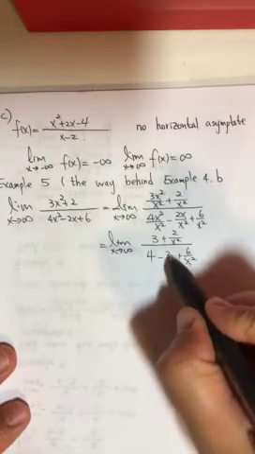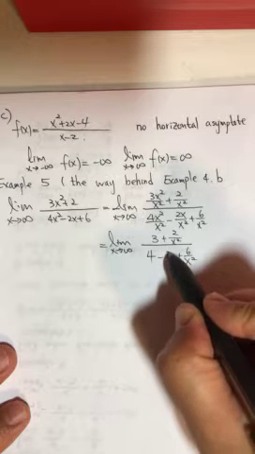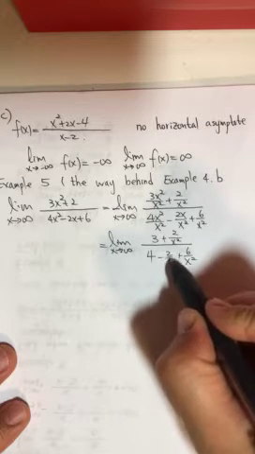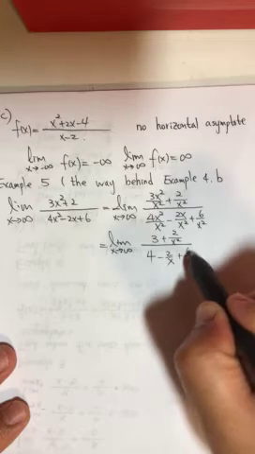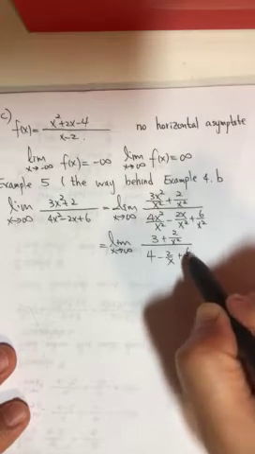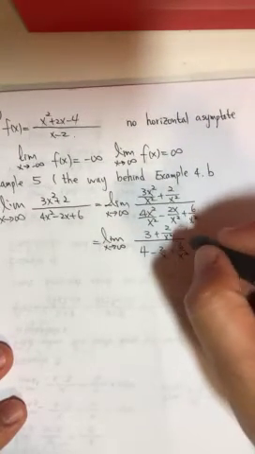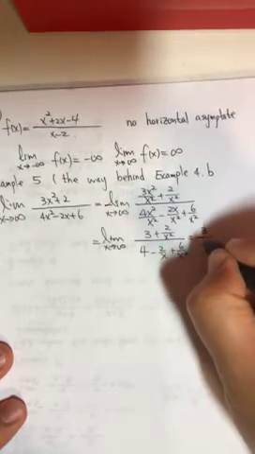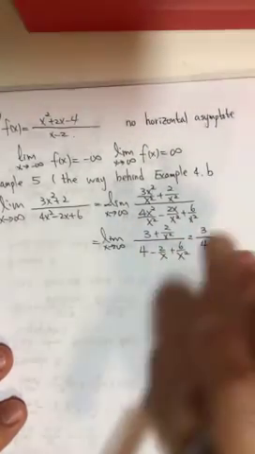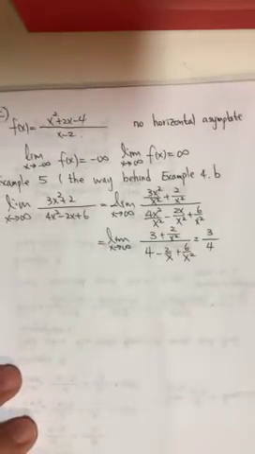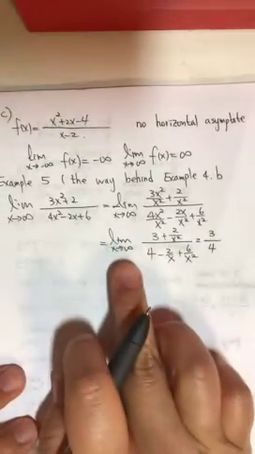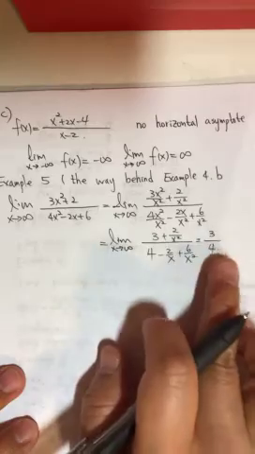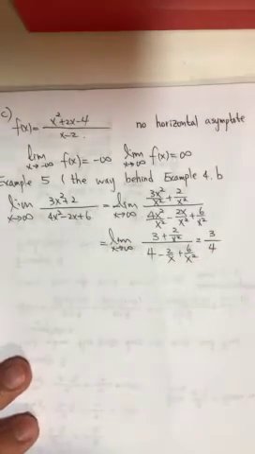The same thing, 2 divided by x, a very large number. 2 divided by a very large number, this term eventually goes to 0. 6 divided by a very large number, this term eventually turns into 0. So basically you have 3/4 left. And that's the reason why you have a horizontal asymptote. As x approaches a very big number, you have a horizontal asymptote at 3/4.